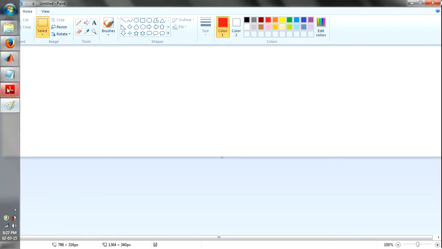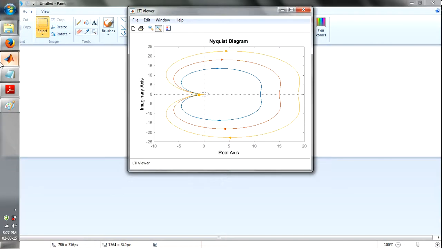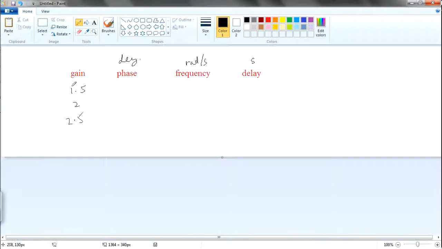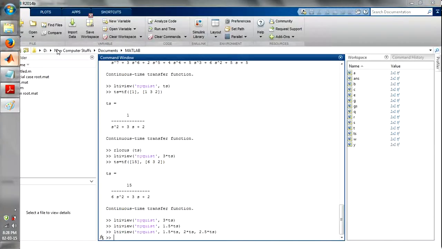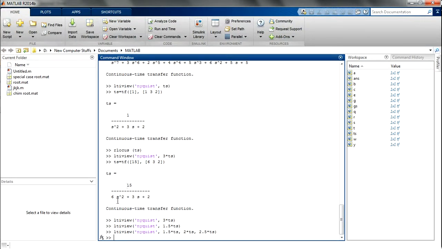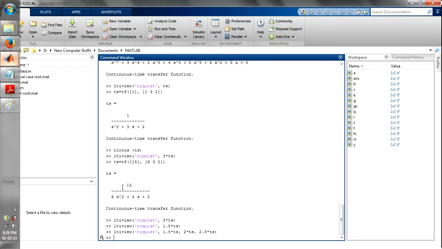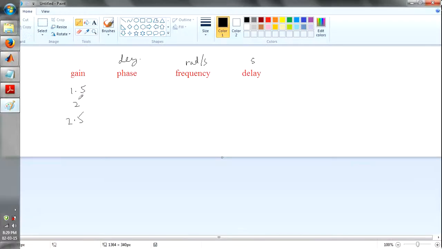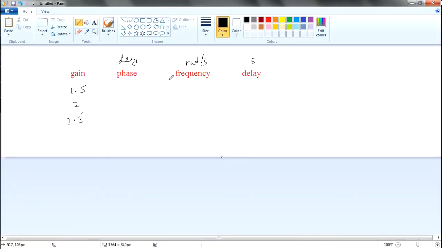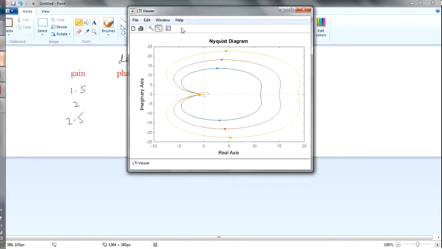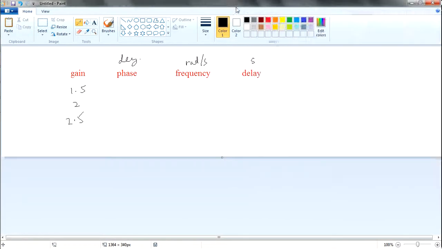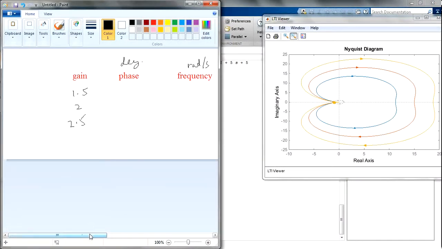So just to show you in the Nyquist plot, I have a certain transfer function, we call it 15 over 6s squared plus 3s plus 2. This is actually in your lab, if you remember. This is the same transfer function. Now I sub in a different value of gain, and then let's plot this table and see the results. So as you can see, the gain when it's 1.5, let me put this over here. Maybe it will be much clearer.